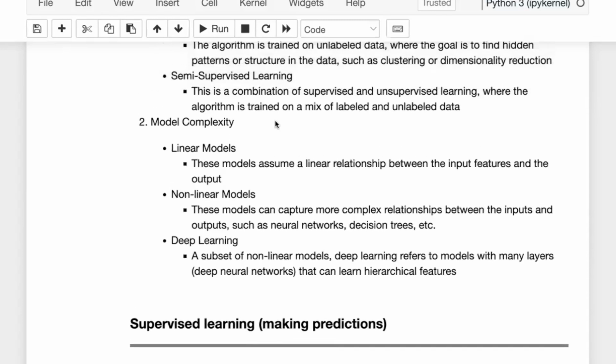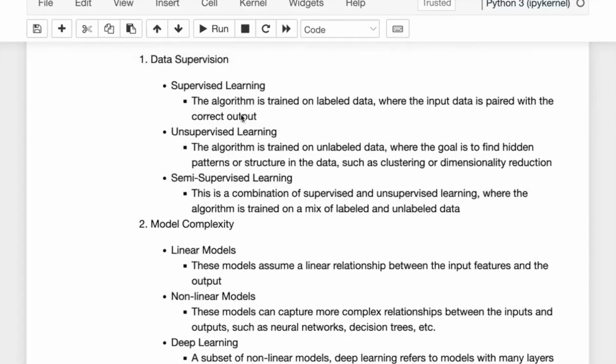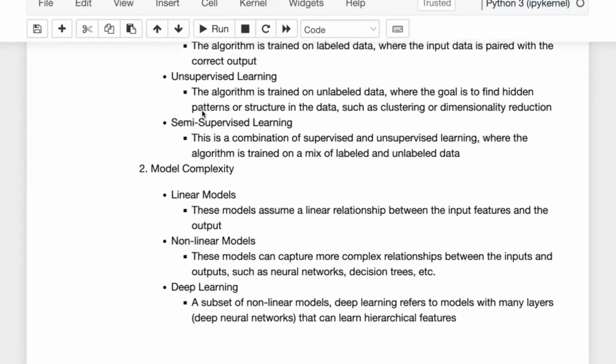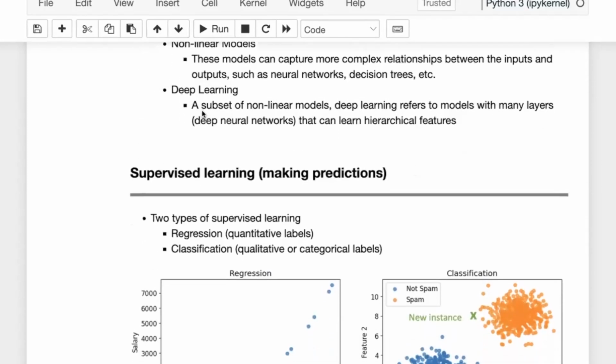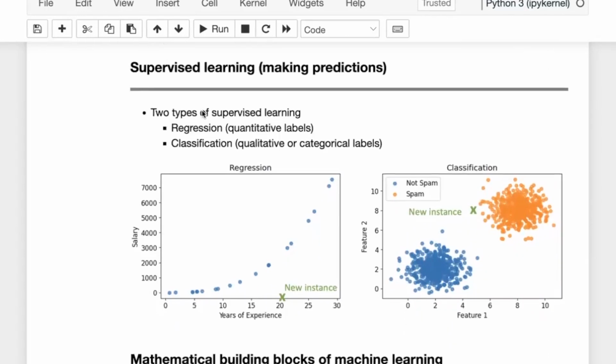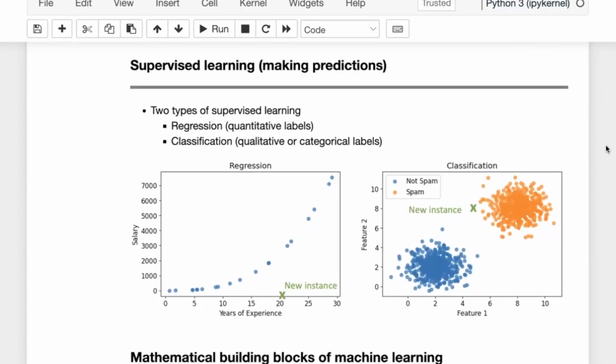However, in this course in general, we are focusing on supervised learning, meaning that in cases where we do have labeled data, each input data point is paired with the corresponding output. And this is the most common type of machine learning, and usually the backbone of many other types of machine learning algorithms.